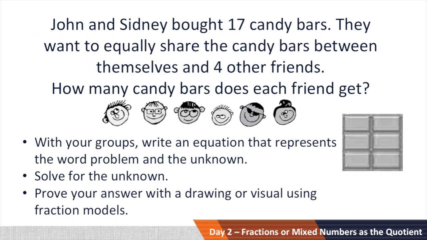So this is the one you are going to write in the comments. It says, John and Sydney bought 17 candy bars. They want to equally share the candy bars between themselves and 4 other people. So it's not just 4 people. Read the question carefully. How many candy bars does each friend get? Okay, so 17 candy bars divided by how many people? What will that fraction be? Write it as a fraction in the comments.